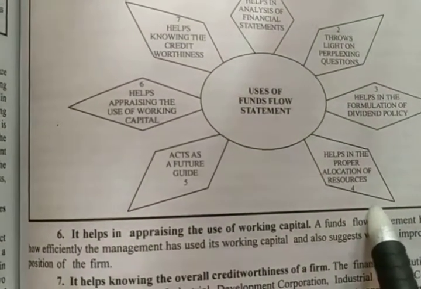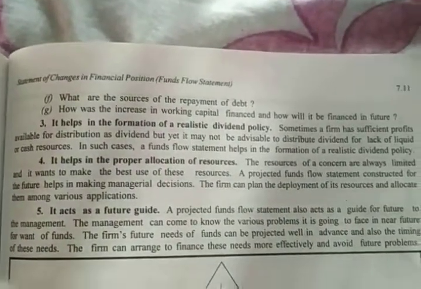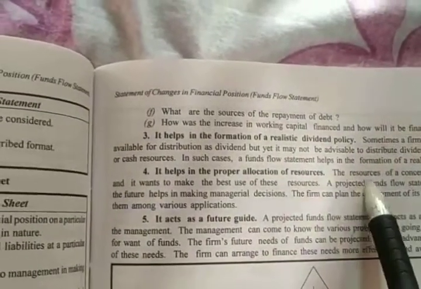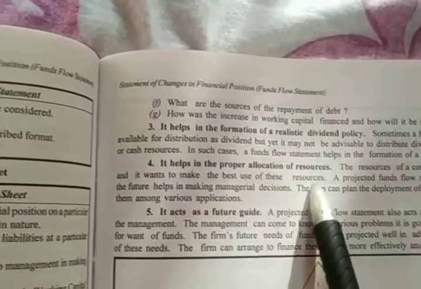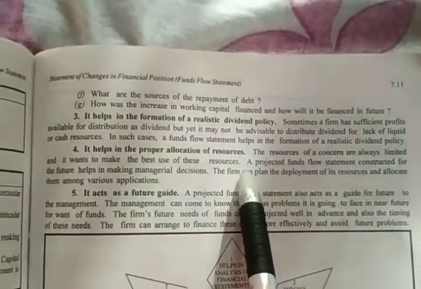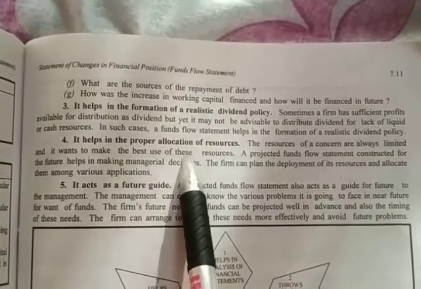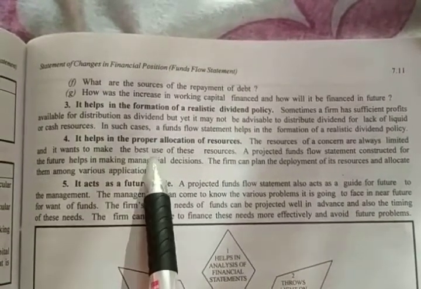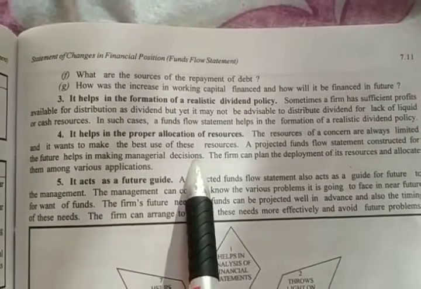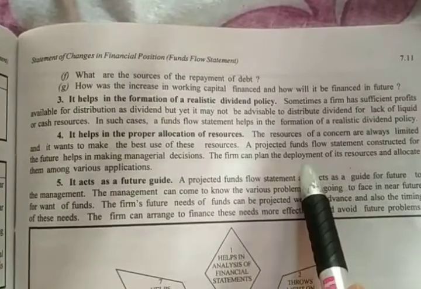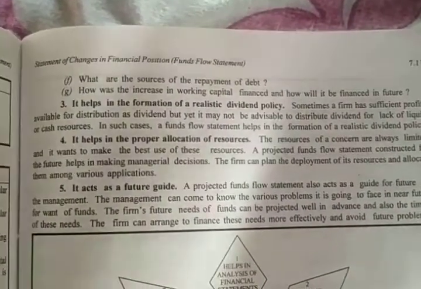The fourth one is that it helps in proper allocation of resources. The resources of a concern are always limited and it wants to make the best use of them. With the help of the fund flow statement, one can know how to use the resources in the best way, and it helps in making managerial decisions for the firm as well. The firm can plan the development of its resources and allocate them among various applications.